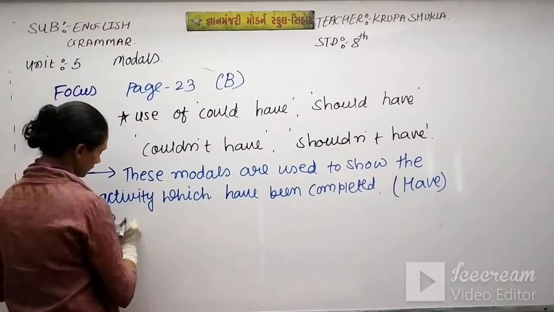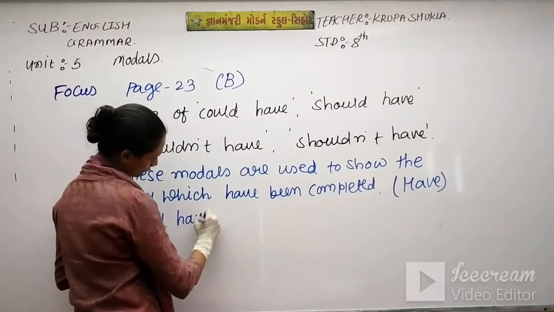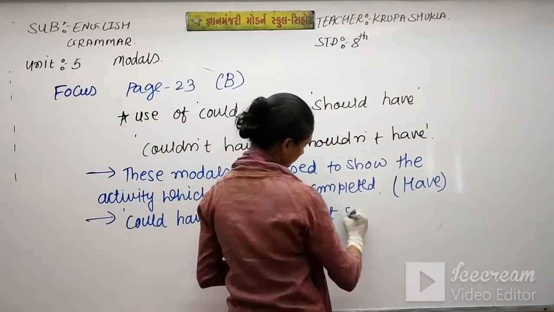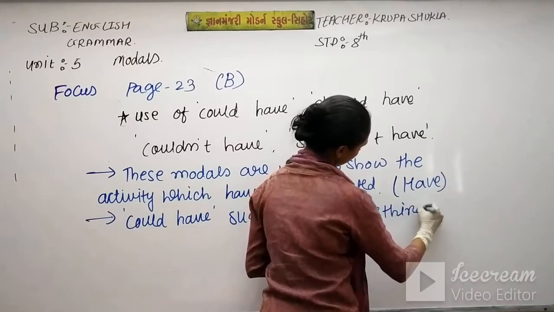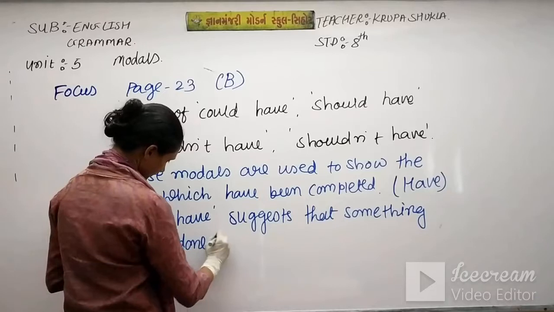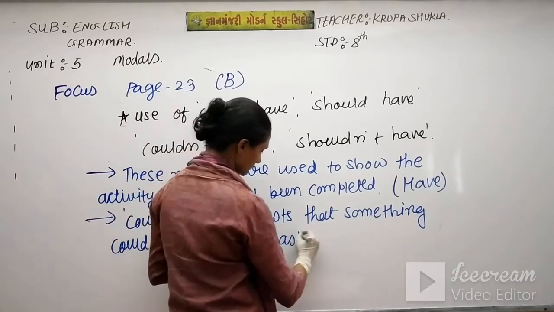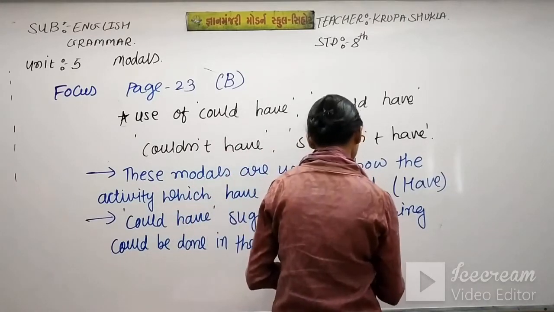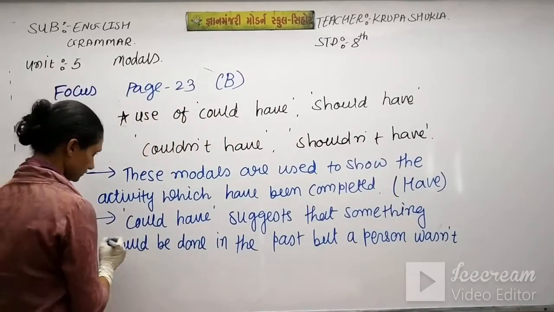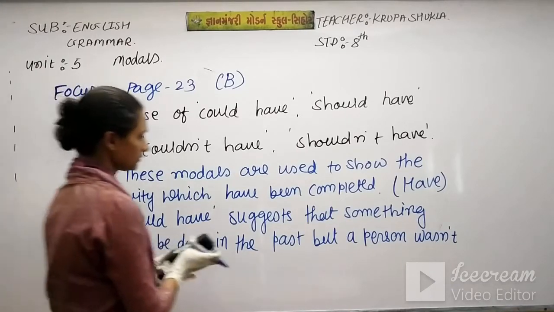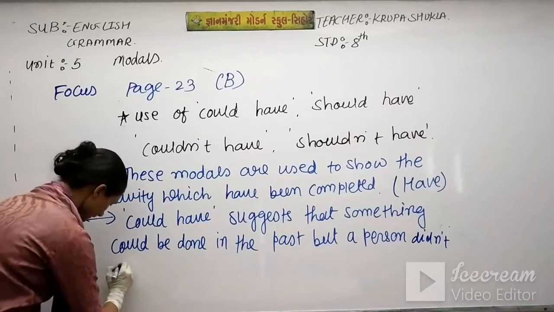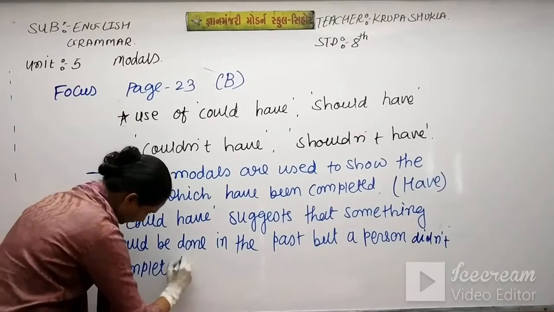So could have suggests that something could be done in the past, but a person wasn't, didn't complete or do that.